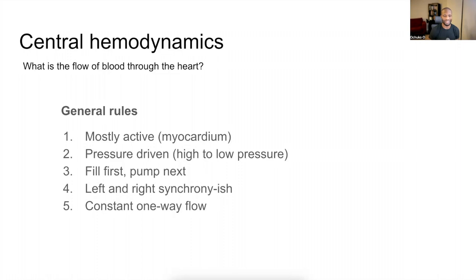So remember, that's the middle layer of the heart with the muscle. And then the second rule was that it's pressure driven. We're typically going from a high to a low pressure area. So this means that the next chamber needs to have a lower pressure, and that allows the blood to flow to that area. And then we talked about this principle of fill first and then pump next. This will be very important when we talk about some of the different hemodynamics and physiology for today.